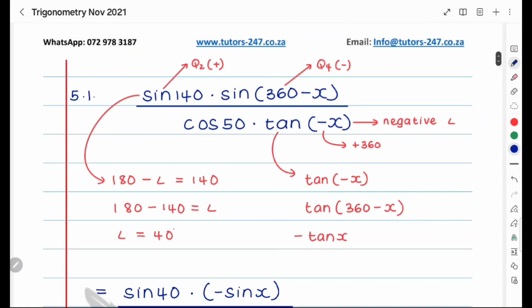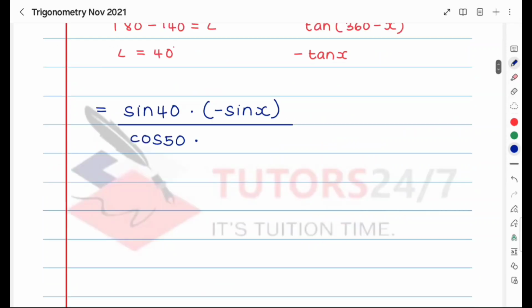And lastly, we have tan of negative x. This is a negative angle, so we're going to add 360 to make it a positive angle. That will then become tan of 360 minus x. 360 minus x is the reduction formula of the fourth quadrant, meaning that it is in the fourth quadrant. We know that tan is negative in the fourth quadrant, so it is going to be negative tan. And then reduce it, write down only the variable, so it is negative tan x.